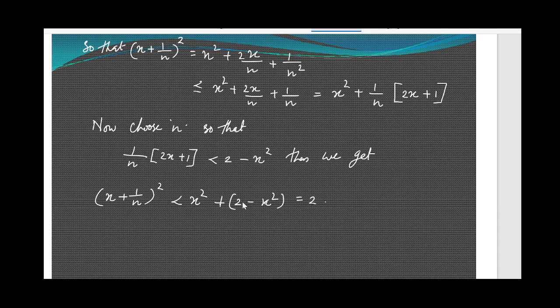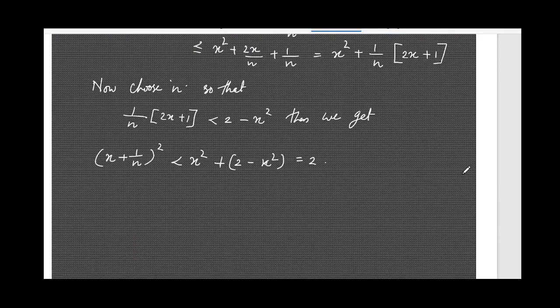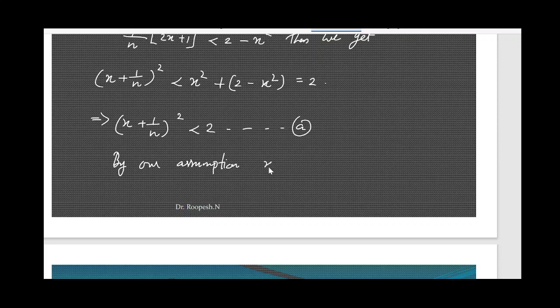Now what I got is (x + 1/n) whole square is less than 2. Hold this as verification A. Now by our assumption, what is the assumption? x square is less than 2, right?